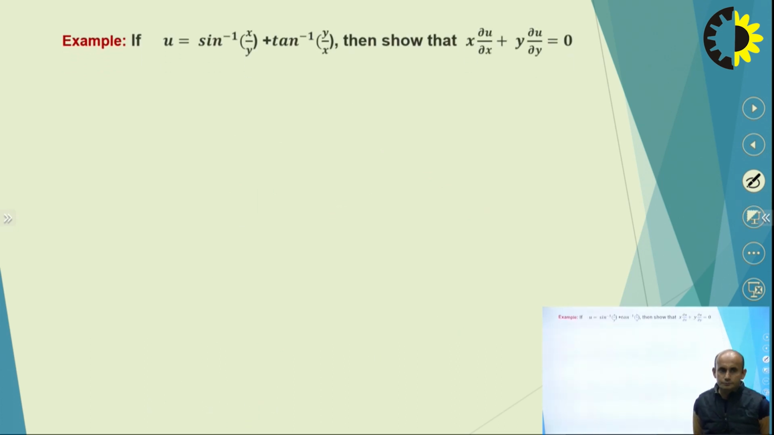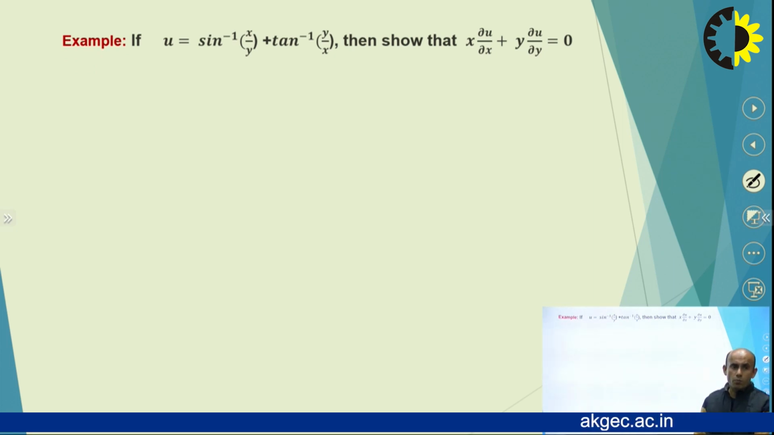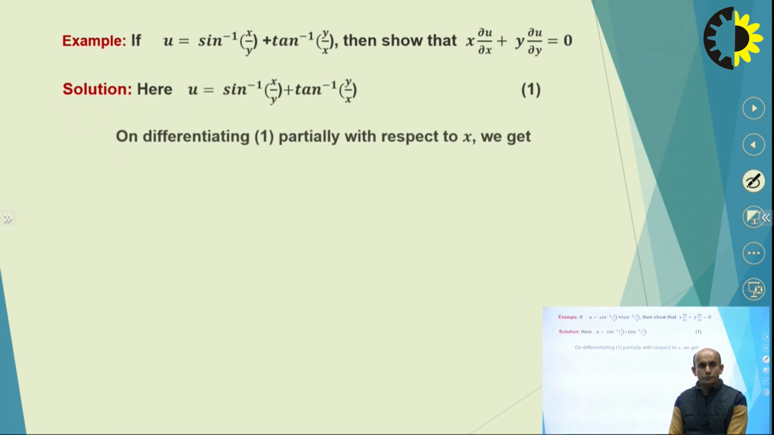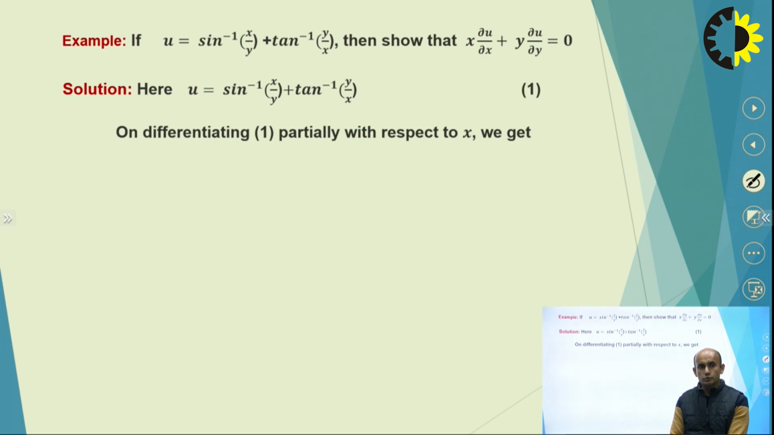Now we have one more example of a function, which is u equals sine inverse x upon y plus tan inverse y upon x. And we have to show x ∂u/∂x plus y ∂u/∂y equals 0 here. So here first we have to find ∂u/∂x, or differentiate the function u with respect to x partially. It means y will be constant here.